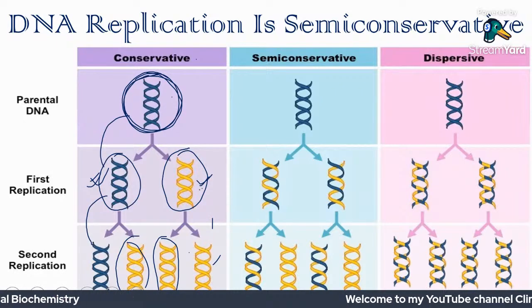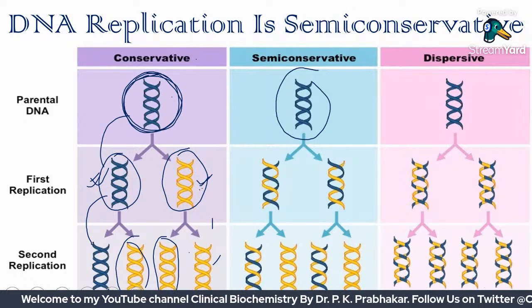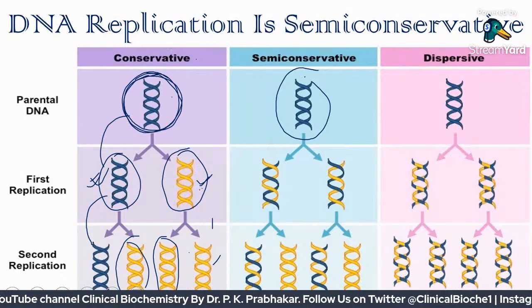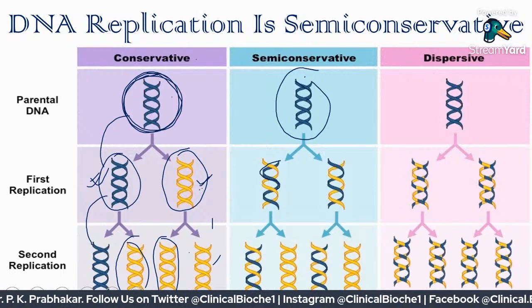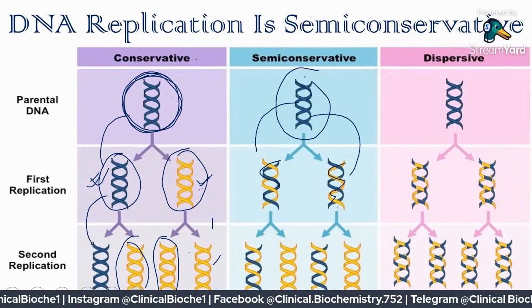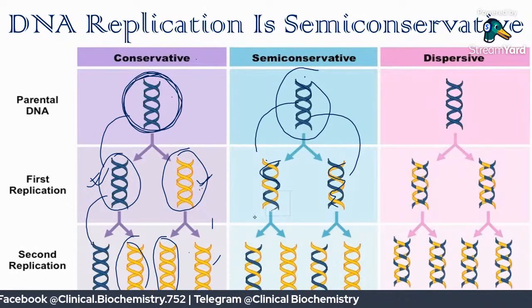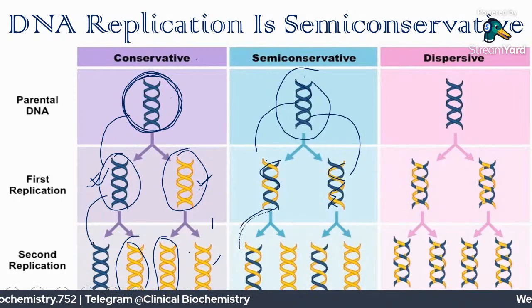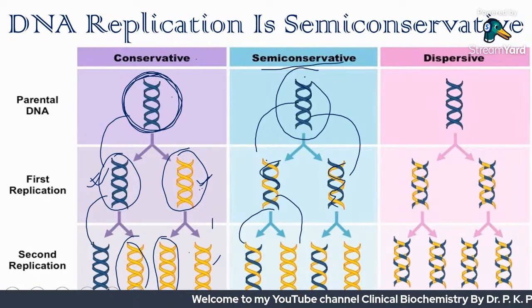Then we have semi-conservative. Semi means 50% conserved, half new. We know that DNA is double stranded. So one of the strands is from the parental strand, from the original. One strand this side, one strand this side, and one strand will be newly formed. So this is going on every time. The old strand comes here, and on the new strand, a complementary strand will form. Means 50% new, 50% old. So that is called semi-conservative.